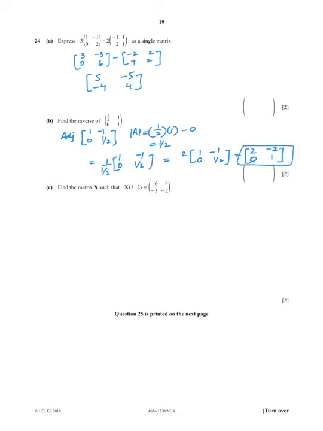In the last part C, it says find the matrix X such that X times 3 2 is equal to 6 minus 3 4 and minus 2. On the right side, I am just writing the same matrix, 6 minus 3 4 and minus 2. On the left side, we have 3 and 2. What should be the matrix of X?